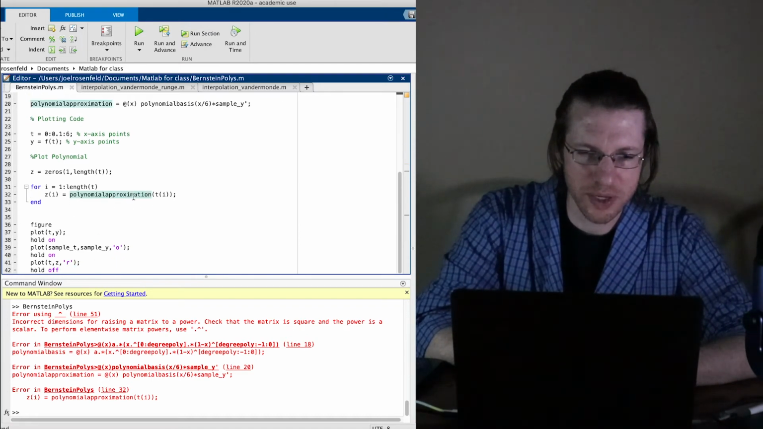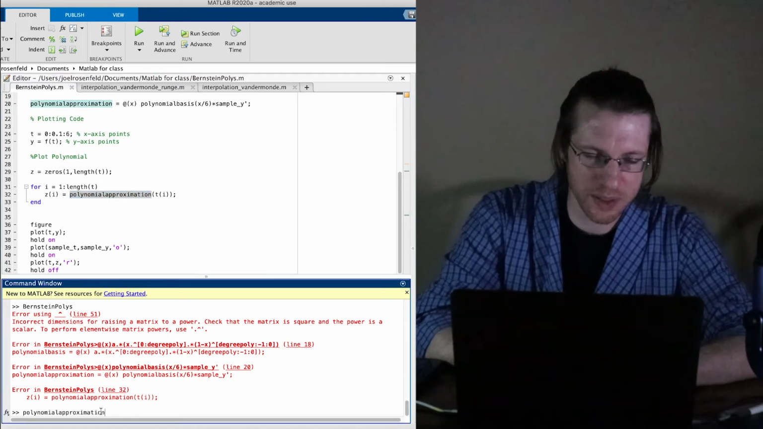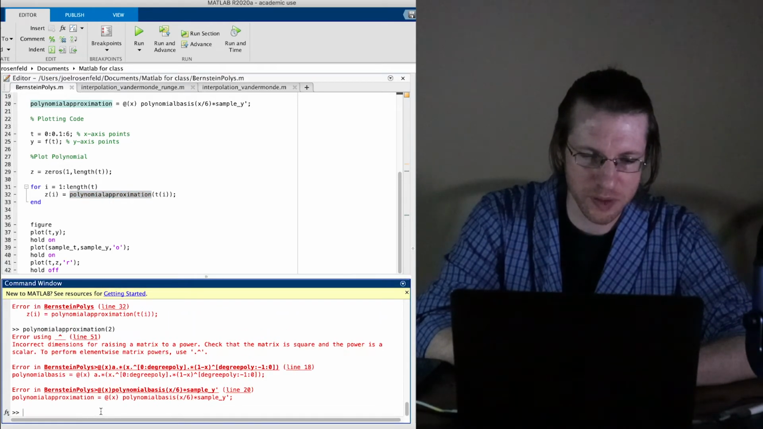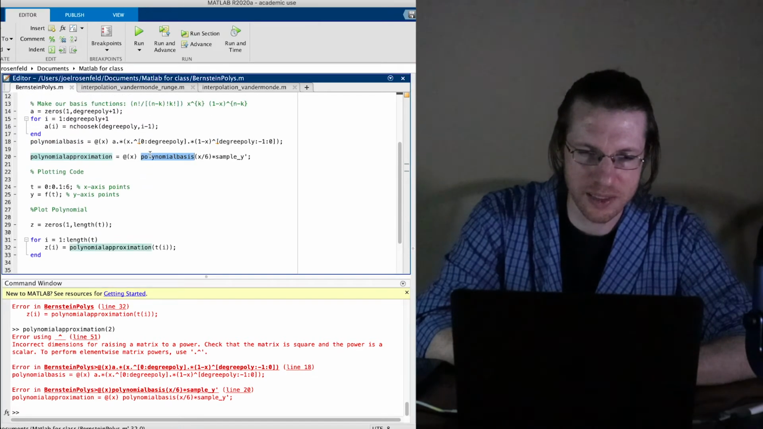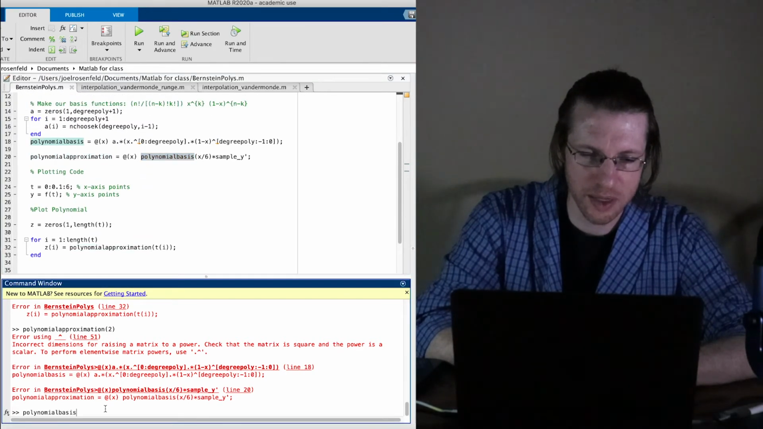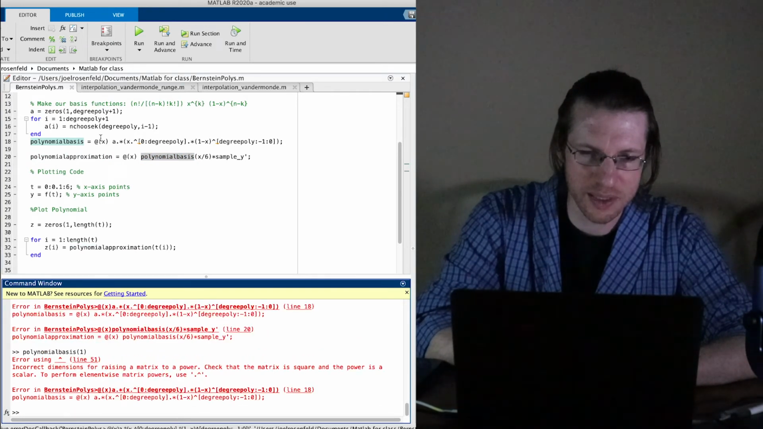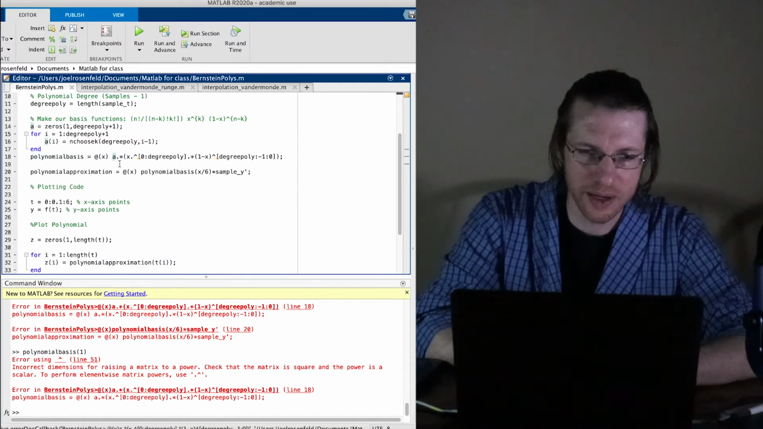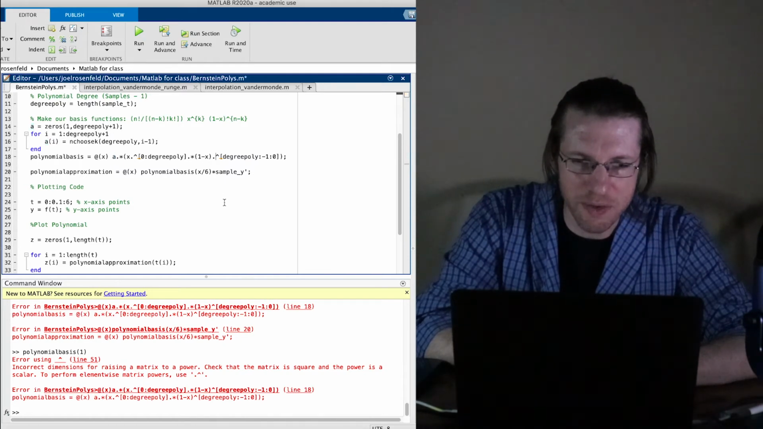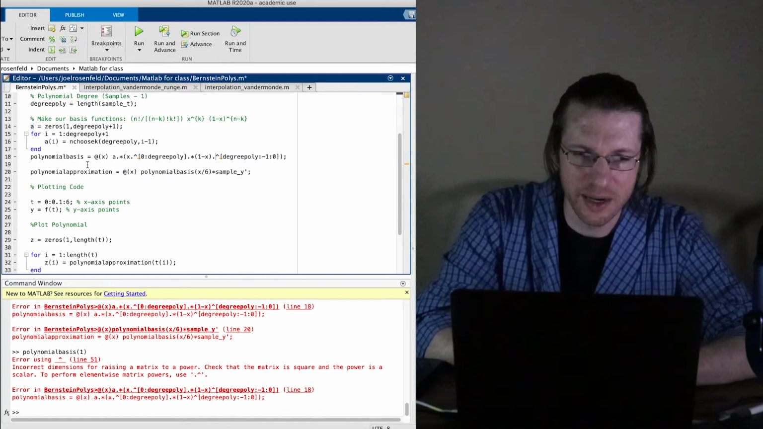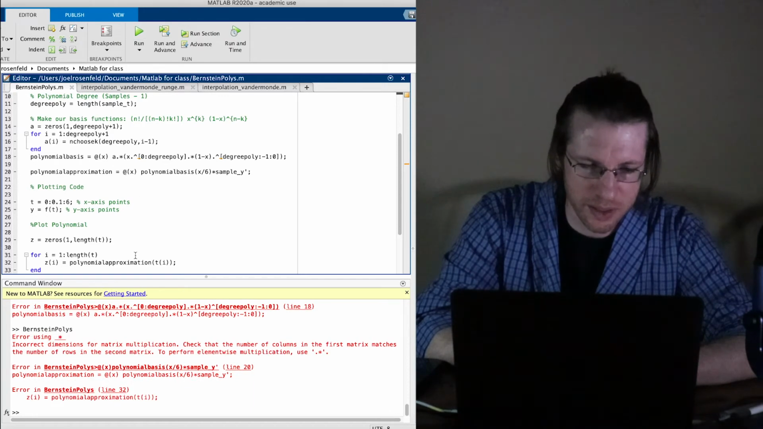All right, so polynomial approximation. Let's see what we get when we put in polynomial approximation 2. All right, so I can't even take a scalar. That's a problem. Is it a polynomial basis? Polynomial basis of 1. Yep, it's in there. Okay, so what is A? Something went wrong. Oh, okay, this should have a period there. Okay, now everything should run. Maybe not.